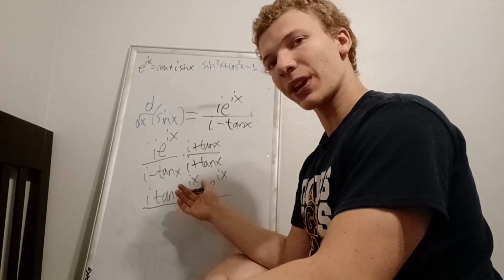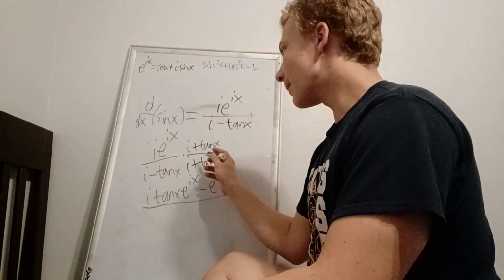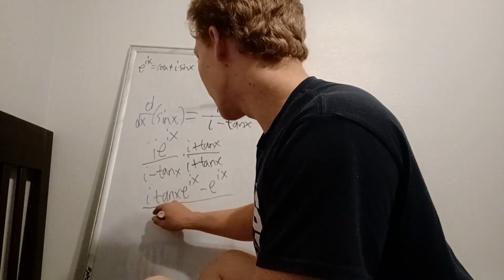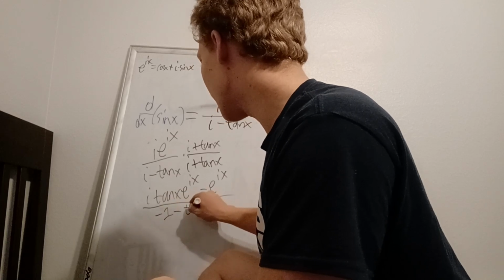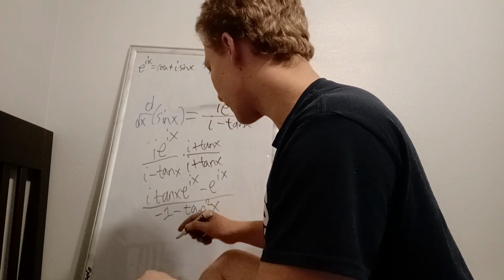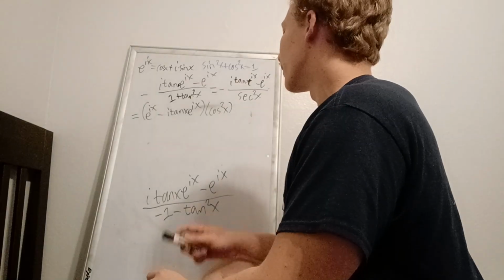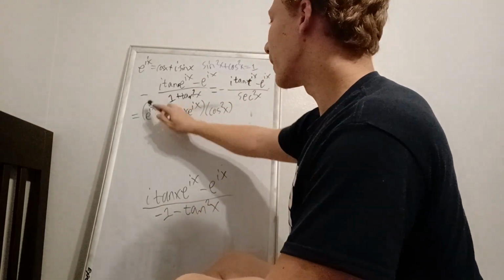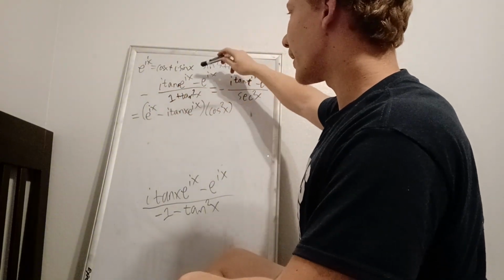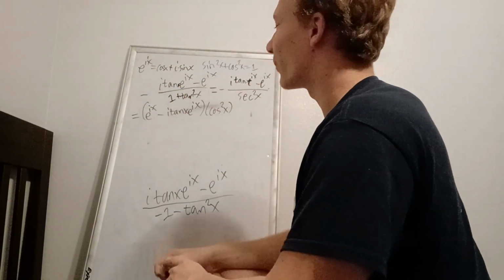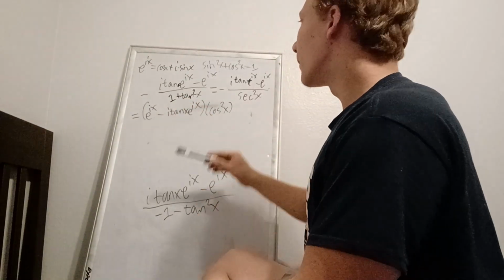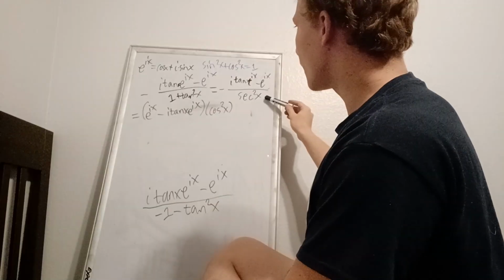This is a difference of squares. So we'll get i squared minus tangent squared. But i squared is, of course, -1, so we get -1 minus tangent squared x. So, bringing that up, we'll factor out a negative from this denominator. We get negative i tangent x e to the ix minus e to the ix over 1 plus tangent squared x. But of course, this is a trigonometric identity. We know that tangent squared plus 1 is secant squared.